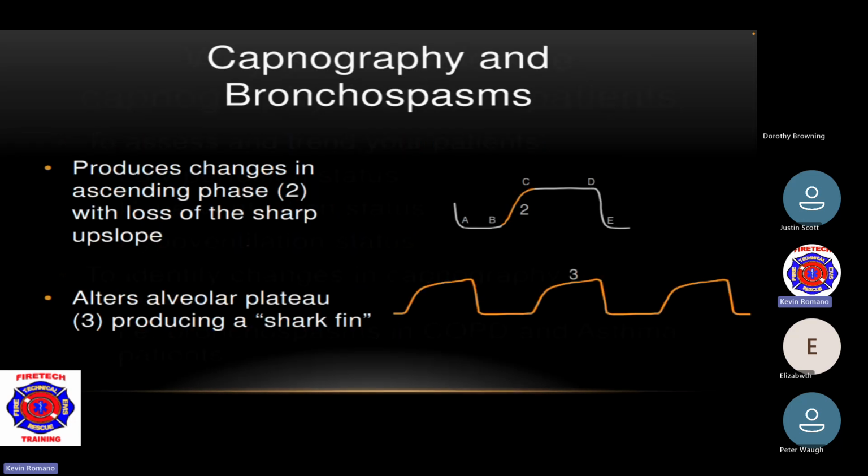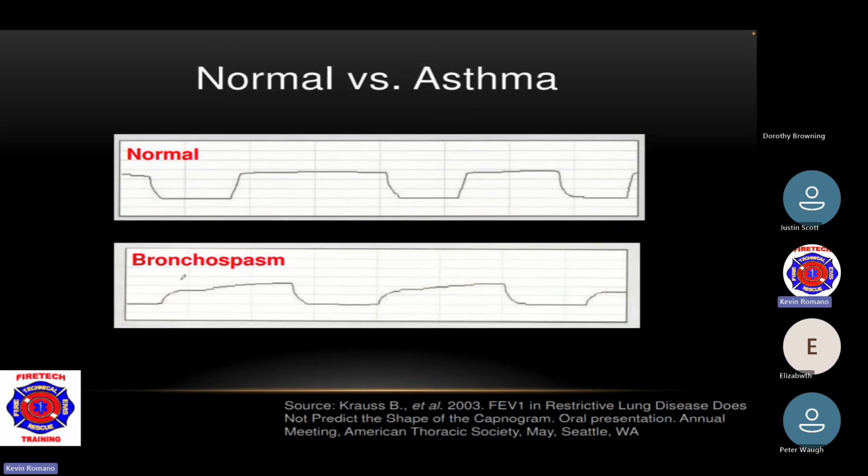Going into the next slide, we talked about how it produces changes in ascending phase 2 with the loss of that sharp upslope, altering plateau 3 and producing that shark fin waveform that you see here. That's going to be our bronchospasm. Let me bring up the next slide really quick. So normal versus bronchospasm here, we can see that we don't have that high upstroke and then plateau. It starts coming up gradually to that point and then back down again.